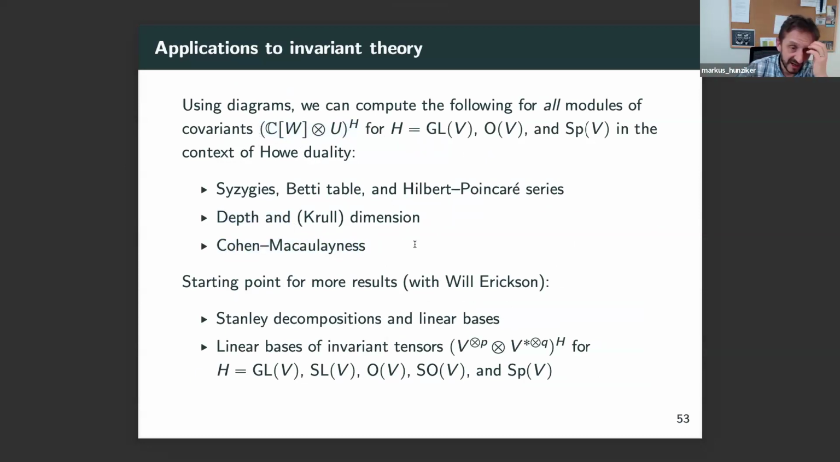And this was also the starting point for much, much more. Namely, we can write down explicit linear bases for all these modules of covariants, not just the Cohen-Macaulay ones. I can write down explicit linear bases, including surprising things that you would think would have been known for a long, long time. Linear bases for very classical things like invariant tensors for all these classical groups we can do by using all this machinery.